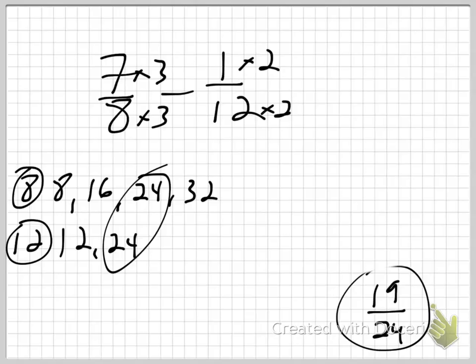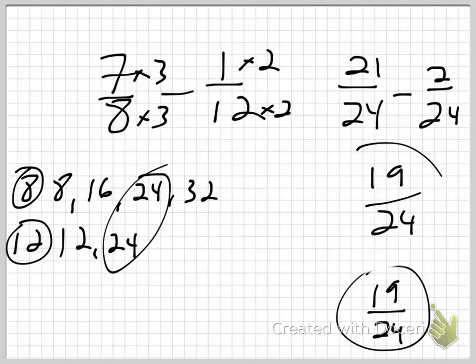So I did the hard work up front, and now I end up with 21 24ths plus 2 24ths minus 2 24ths ends up being 19 24ths. Same answer. Whether you do the hard work up front or whether you do the hard work at the end, you will end up with the same answer. Does that make sense? Yes.